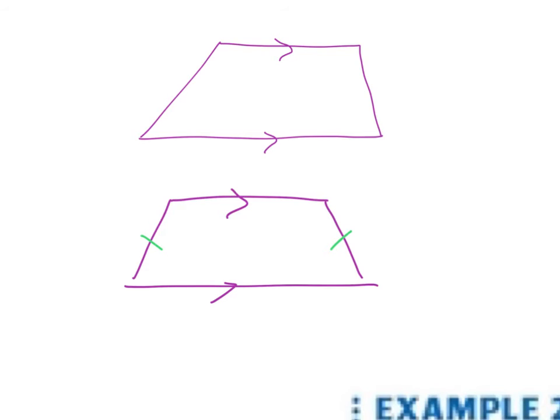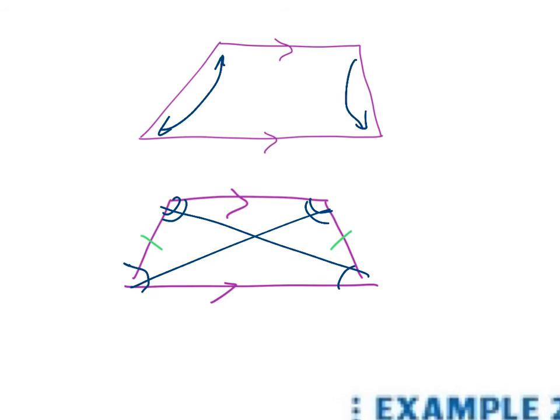The top one is just a regular trapezoid. The bottom one is an isosceles trapezoid. Once it's isosceles, I know that these legs are congruent and these base angles are congruent, and I know that the diagonals are congruent. In a regular trapezoid, I only know that these two are supplementary, these two are supplementary, and all four add up to 360.